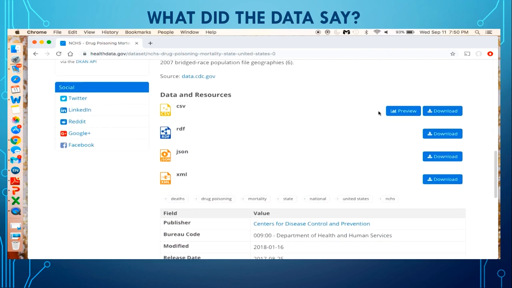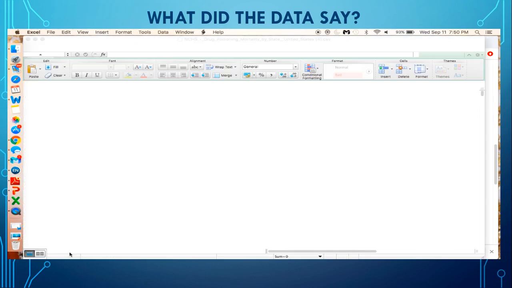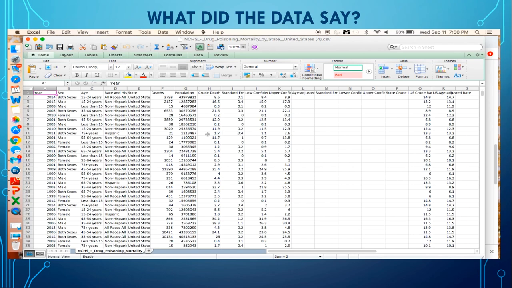Scrolling to the bottom, you see that there are different file extensions that you can open the data set up through. We didn't really know what any of these meant, so we searched what CSV stood for. It stands for comma separated values, and a CSV is commonly used for storing spreadsheet data, such as in Excel. So we clicked on this extension, and it opened a data set straight up in Excel.